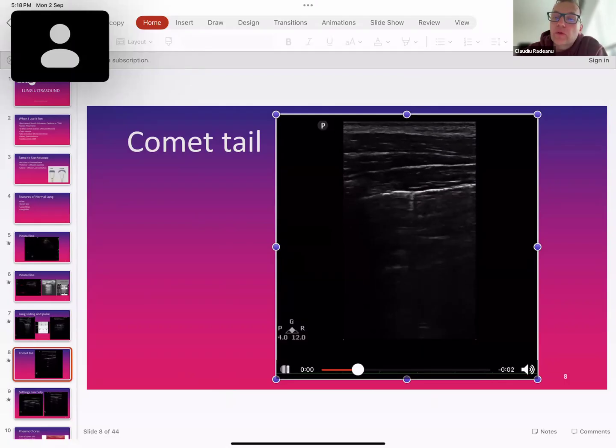So this is subcutaneous tissue, and this is pleura. Here you see the lung sliding, and you have little comet tails. This is the A line. This is again a normal ultrasound.